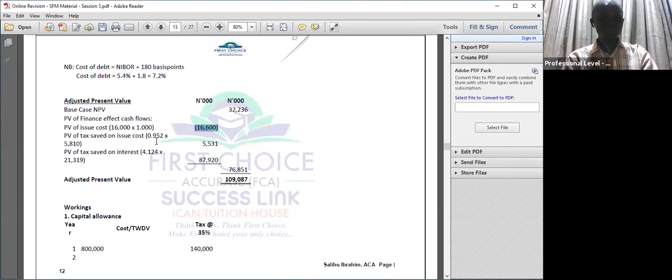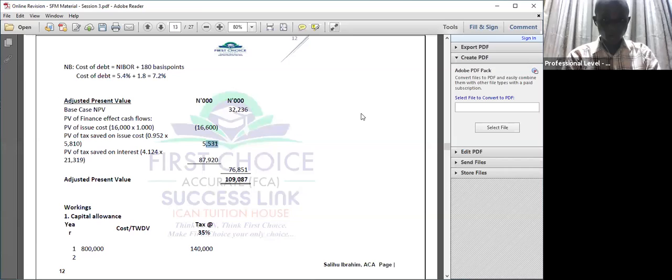PV of tax saved on issue cost. Now, the tax saved on issue cost is a year 1 cash flow. So I will say 1.05 raised to power minus 1 will give me 0.952. And that is what I will use to multiply the tax saved on issue cost, 5,810 times 0.952. That is 5,531. Because it is savings, it will be a positive figure. It is an inflow.